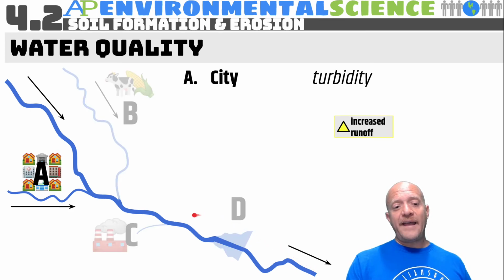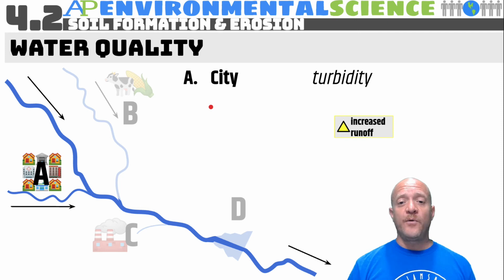So at spot A, one of the water quality tests is we would test for turbidity to see if there's increased runoff.